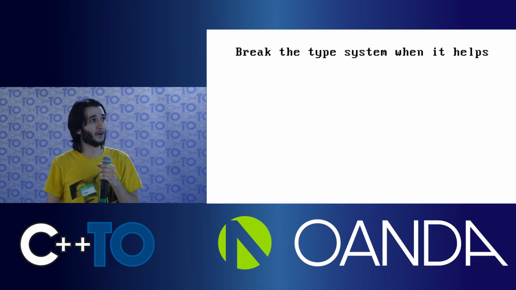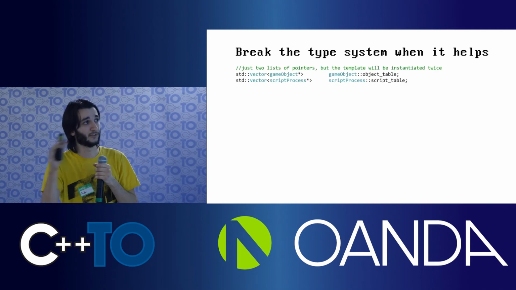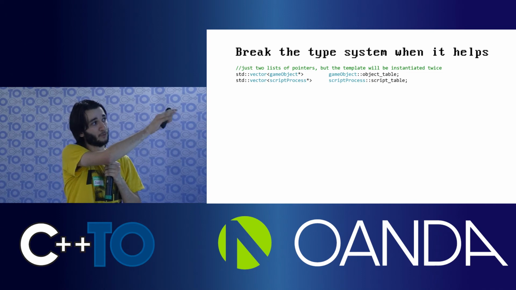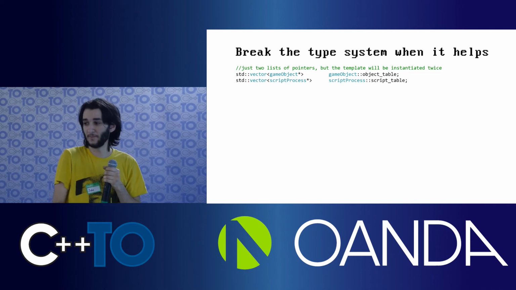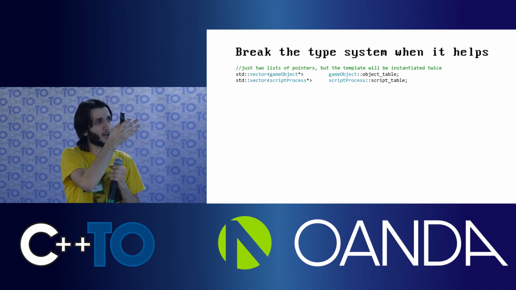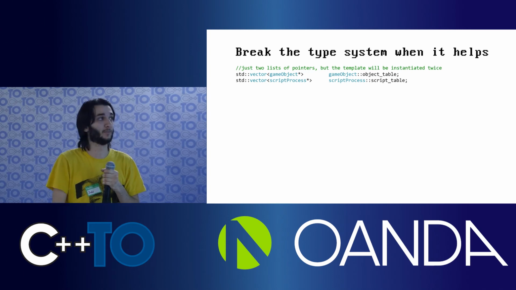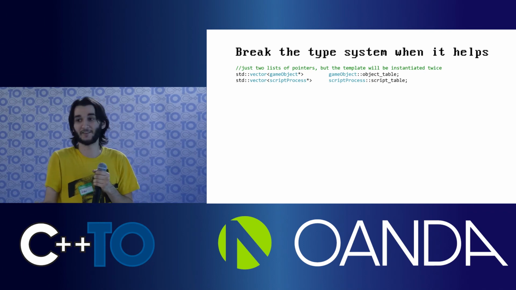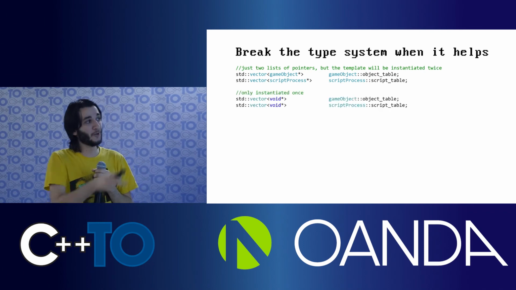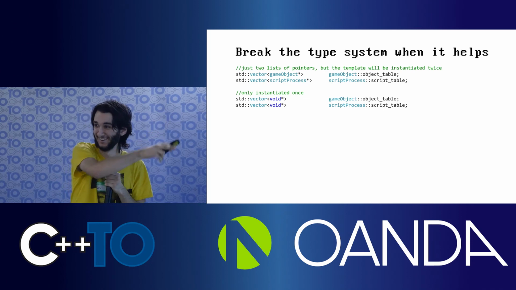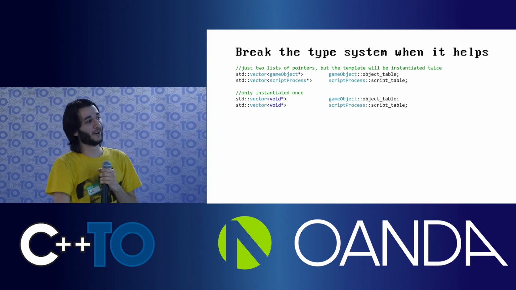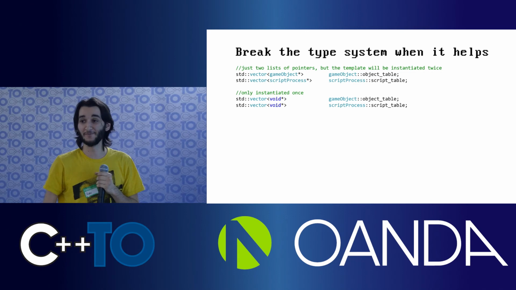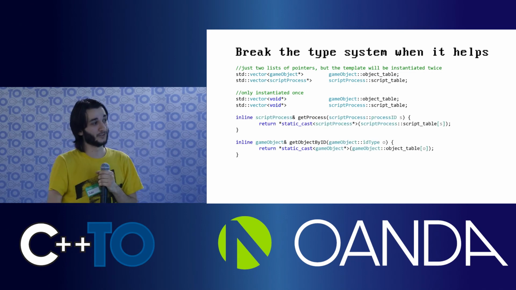The other thing you might want to do is break the type system when it helps. For example, the problem with this is we just have two lists of pointers, but you're instantiating the template twice because they're actually two different types. So that's actually going to take a ton of memory. I know this sucks, but using a void pointer here actually saves like 5K of memory, and I just wrap that up in some fancy, well, really stupid things to get over that.